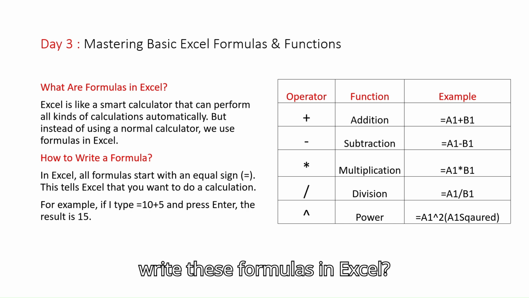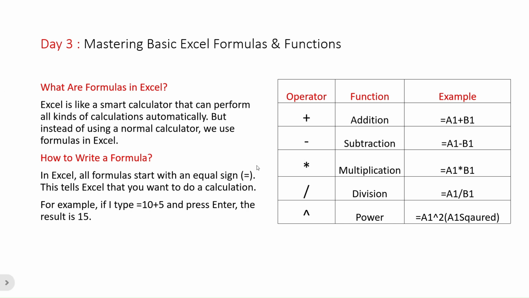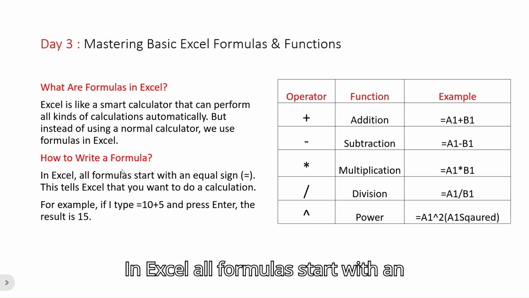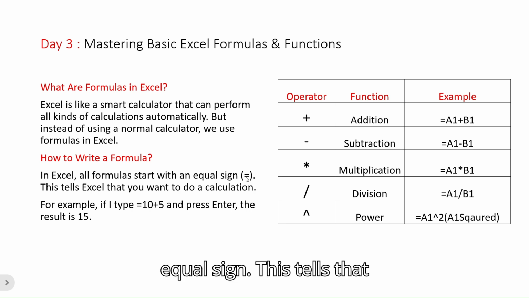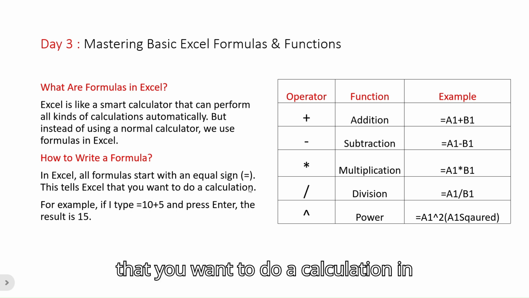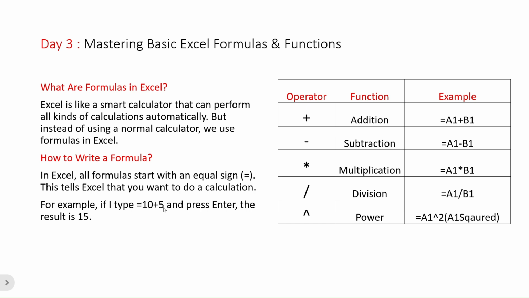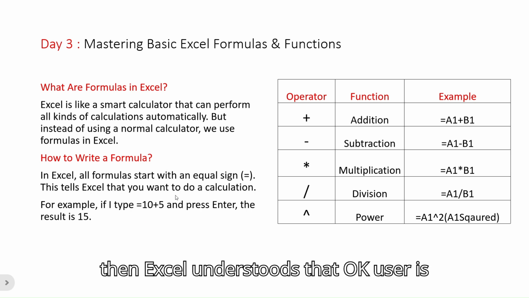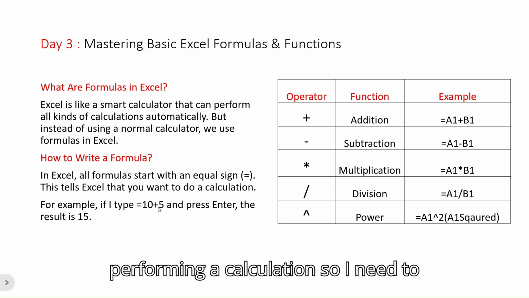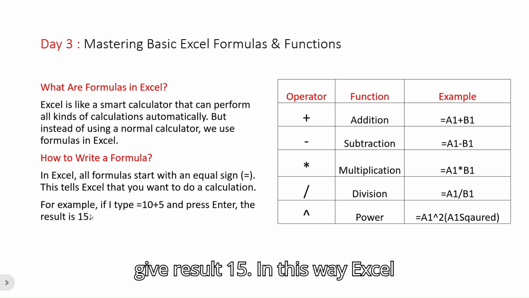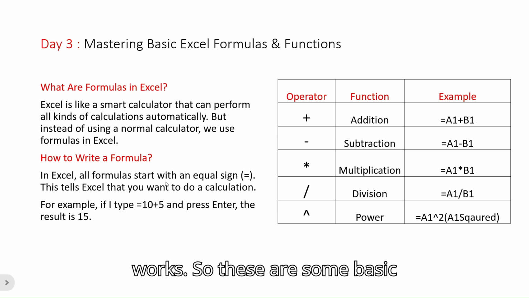So how to write these formulas in Excel? In Excel, all formulas start with an equal sign. This tells Excel that you want to do a calculation. So for example, when I write equals 10 plus 5, then Excel understands that the user is performing a calculation, so it needs to give the result 15. In this way, Excel works.